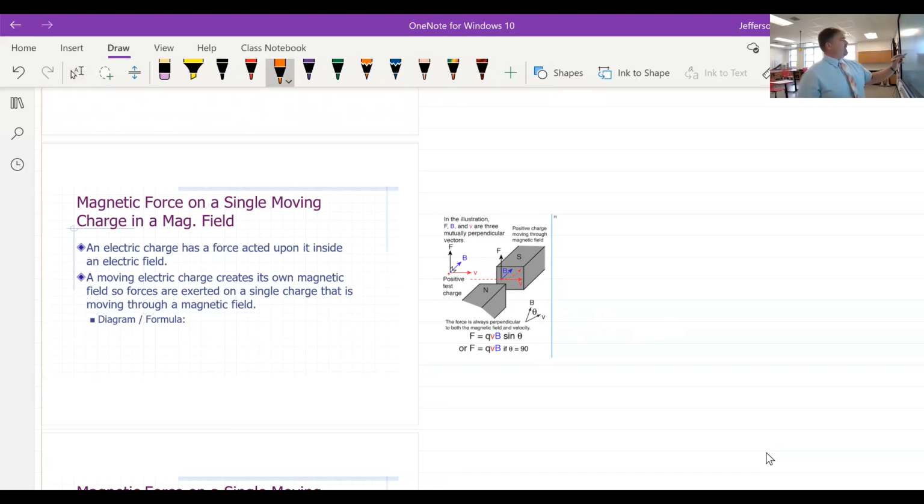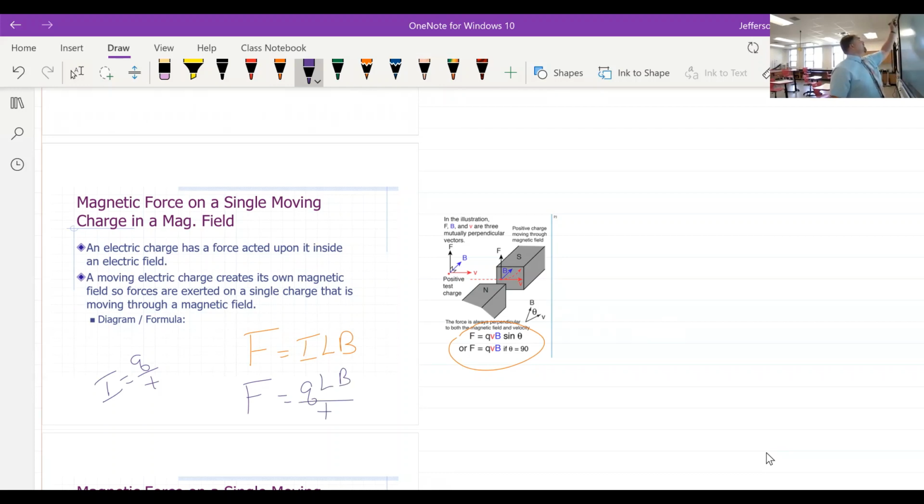But if you look and you can see where we're headed with this equation, if we go with our F is equal to ILB equation, well, remember that current is equal to Q over T. And so if I rewrite this to be F is equal to QLB over T, well, take a look at this section. L over T, distance over time, that's the same thing as the velocity. And so that's how we get QVB off of that.